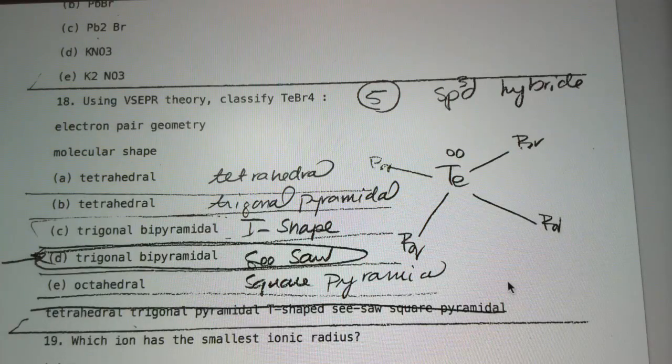So now, back to the original question that we had. So we have 1, 2, 3, 4, 5. So this would be a trigonal bipyramidal.